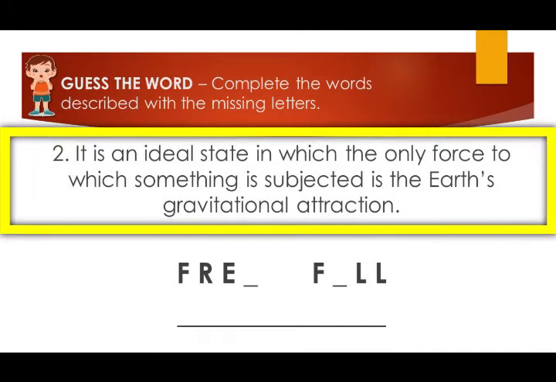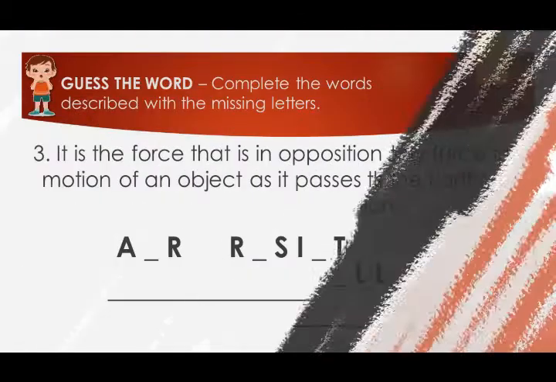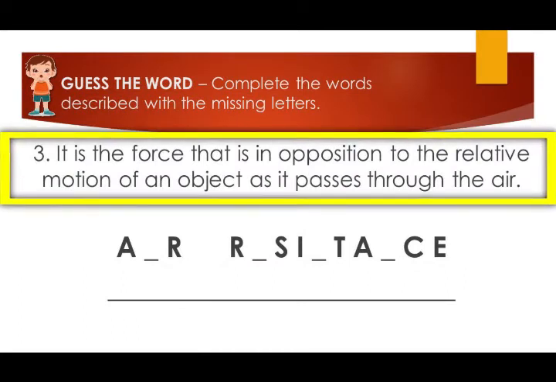Number 2. It is an ideal state in which the only force to which something is subjected is the Earth's gravitational attraction. Number 3. It is the force that is in opposition to the relative motion of an object as it passes through the air.